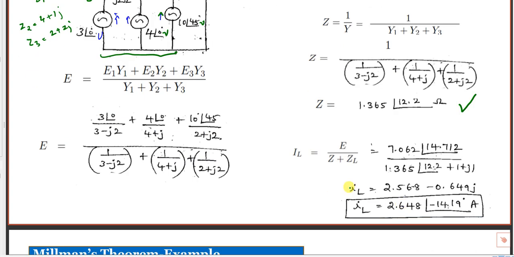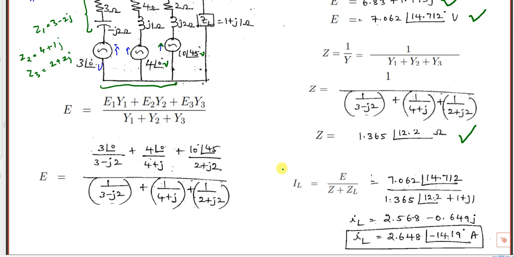So next we have to find out what is the current. For that you have to remember this circuit, the equivalent circuit. I'll write here only. This is the equivalent voltage E with Z, and between this we have to connect ZL. You have to find out what is IL. So IL is given by E divided by Z plus ZL.